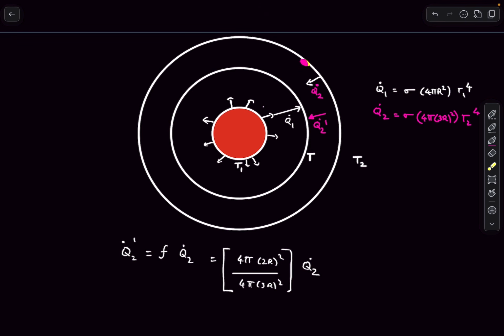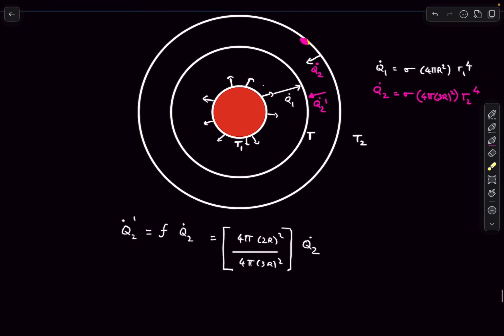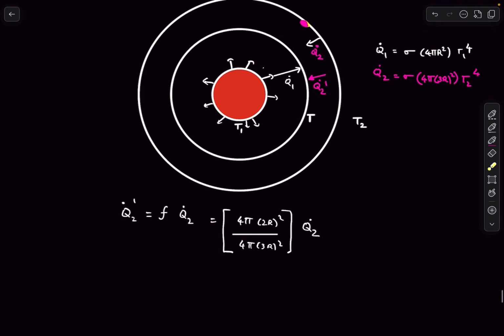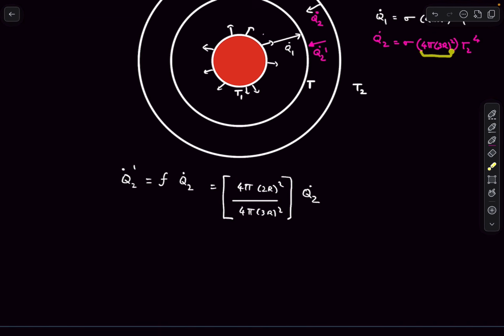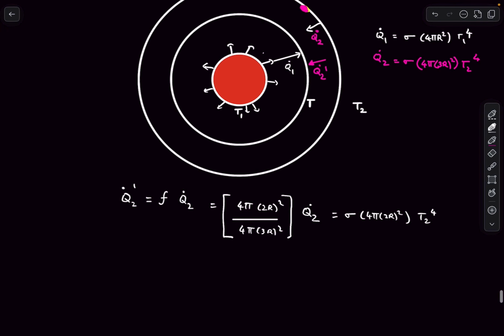Once we know it's proportional to the area ratio, the question is simple. If you observe, the 4 pi 3r squared from the Q2 dot cancels out with the 4 pi 3r squared over here, and ultimately it will only depend on 4 pi 2r squared. So this thing is just sigma 4 pi 2r squared times T2 to the power 4. This is the heat coming into this middle shell from the outer shell.